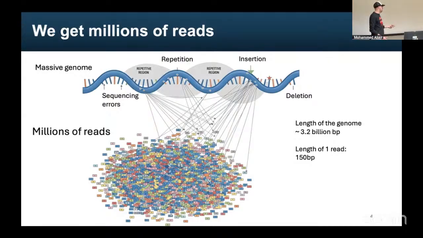We already learned that the length of the human genome is 3.2 billion base pairs, and the length of one read can be as low as just 150 base pairs. And all of these millions of reads come from random locations in the genome that we sequence. Besides that, there are some repetitive regions in the genome, and there are some sequencing errors, both in the reads and in the reference. And also there are some insertions and deletions, some regions of complexity.